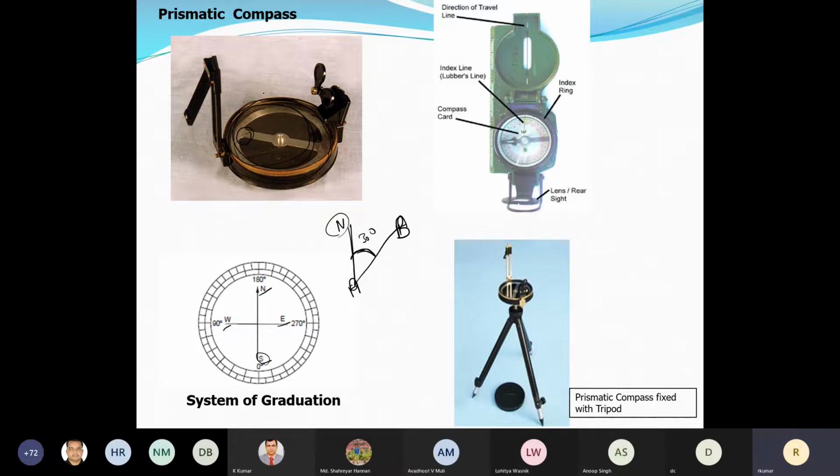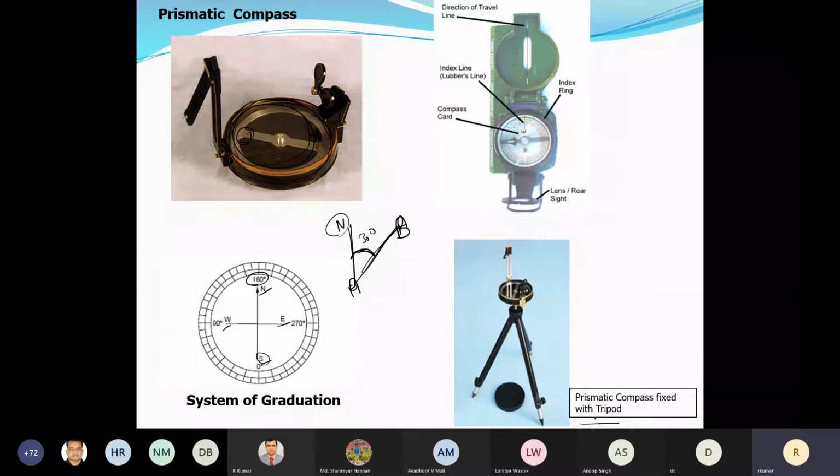Your needle will remain there. Then you can measure this AB. So this is the graduation system. At north it will be 180°. So these are some parts. When we open it, this is the prismatic compass with the tripod.